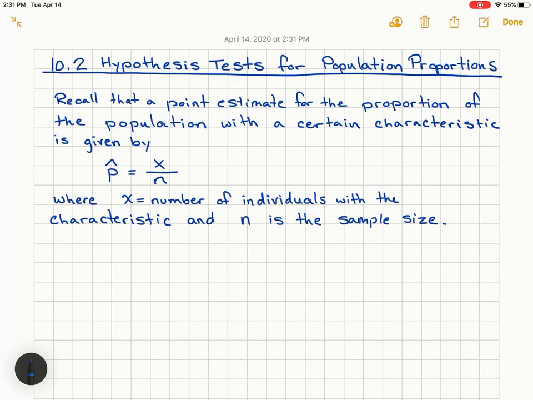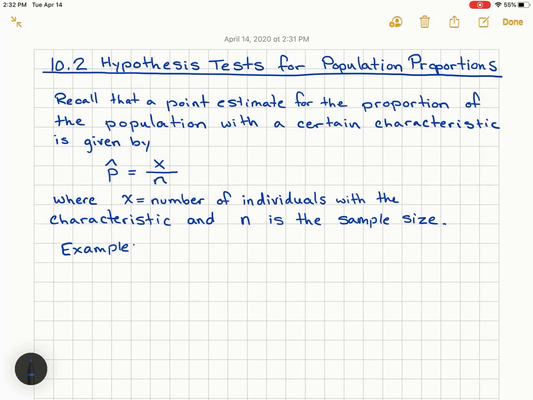Okay, welcome to our section 10.2, hypothesis tests for population proportions. So recall that a point estimate for the proportion of the population with a certain characteristic is given by p hat equals x divided by n, where x is the number of individuals with the characteristic and n is the sample size.